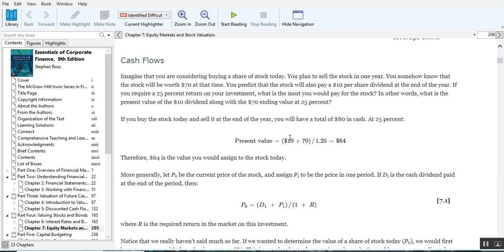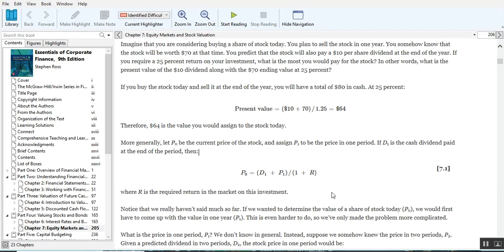So we look at the $10 dividend in this example. We're going to get a $10 dividend, and at the end of the year when we sell the share, we're going to get $70. So we add those two together. That's the future cash flow. Divide it by 1 plus the required rate of return. In this case, we want a 25% rate of return. That gives us a new price of $64.